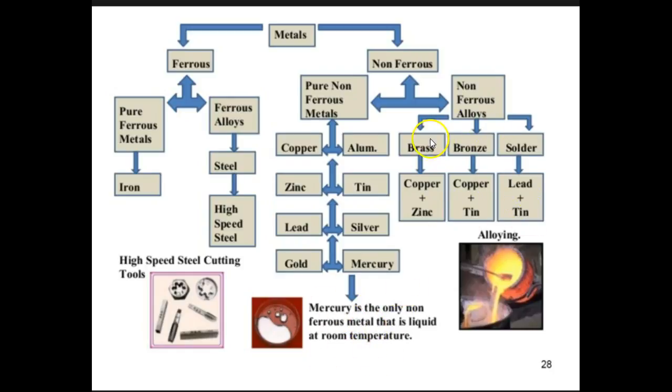And then we have our alloys. Did you know that brass is actually copper and zinc? And solder that you use, for example, on circuit boards is actually lead and tin. Just a little bit of trivia there.